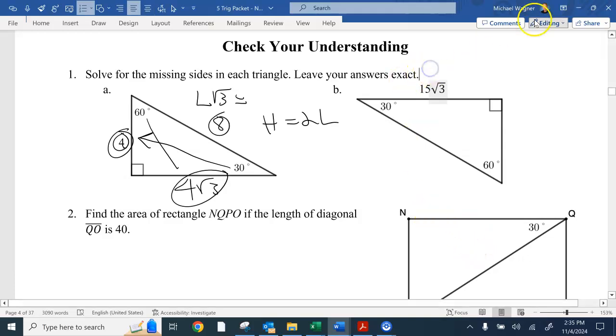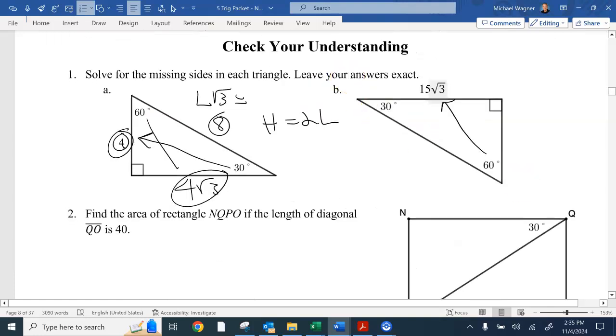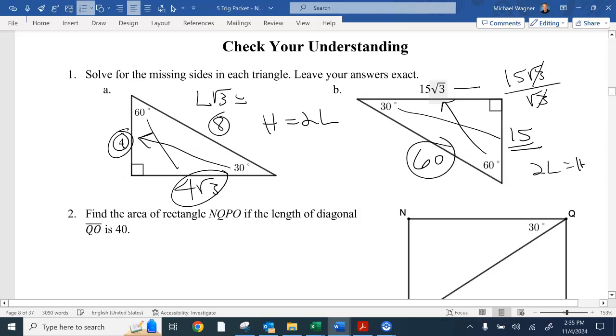Let's see here. What do we have? We have the 60-degree side. So what do we do with the 60-degree side? For the long leg, well, we have to divide it by root 3 to get the short leg. So that would be this one, 15 root 3 divided by root 3. Well, hey, they cancel each other out, and then that means that the 30 side is going to be 15. And I know 2 times the short leg is equal to the hypotenuse, so 2 times 15 is equal to 60.